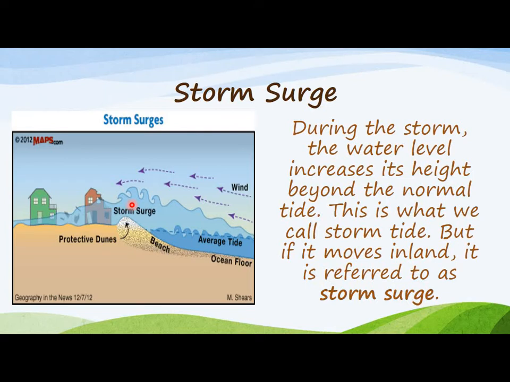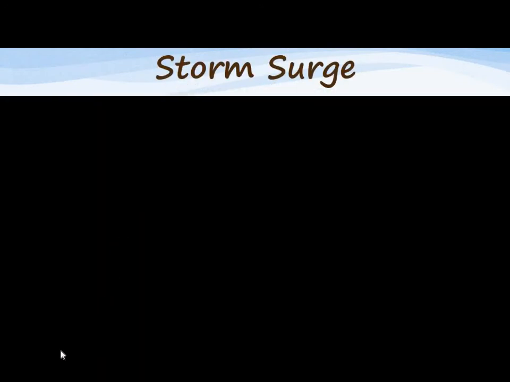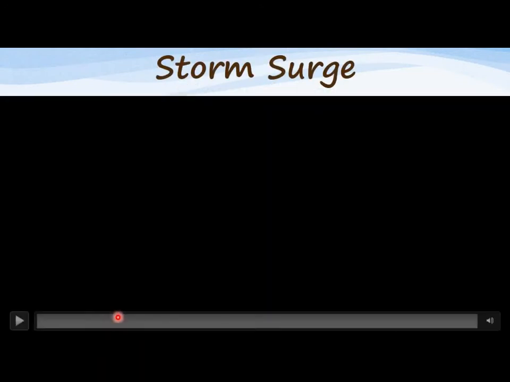Now, this is what we call storm tide. But if it moves inland, yan, pumunta na sa land, it is referred to as storm surge. Yan. So, ito yung dahilan kung bakit din sobrang dami nang namatay, way back nung nagkaroon tayo ng bagyong Yolanda.